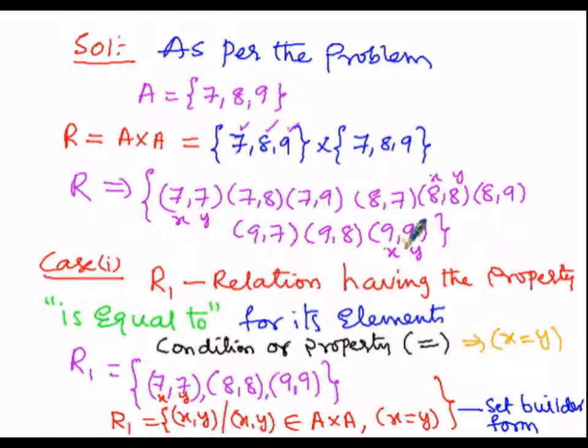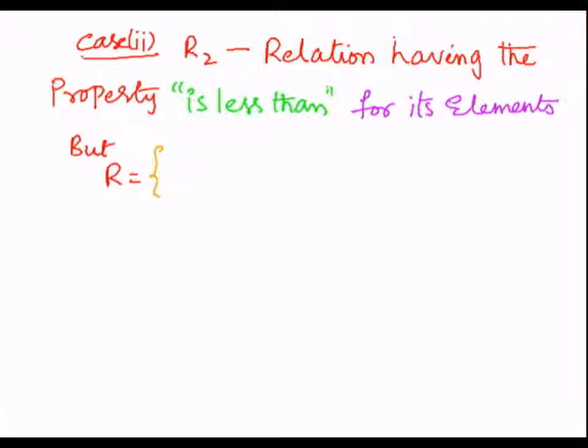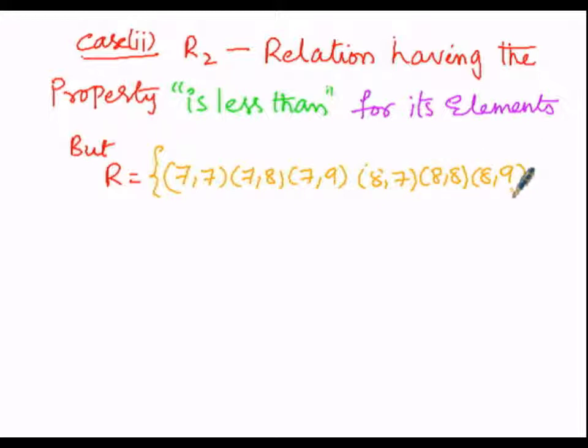So now here 7 comma 7, 7 comma 8 and 7 comma 9 are the first three ordered pairs. Then the next three ordered pairs will be 8 comma 7, 8 comma 8, 8 comma 9. Then with 9, so here 9 comma 7, 9 comma 8 and 9 comma 9. These are the 9 ordered pairs of the given relation R. So from this we have to write the relation R2 by the condition that is less than for all its elements.